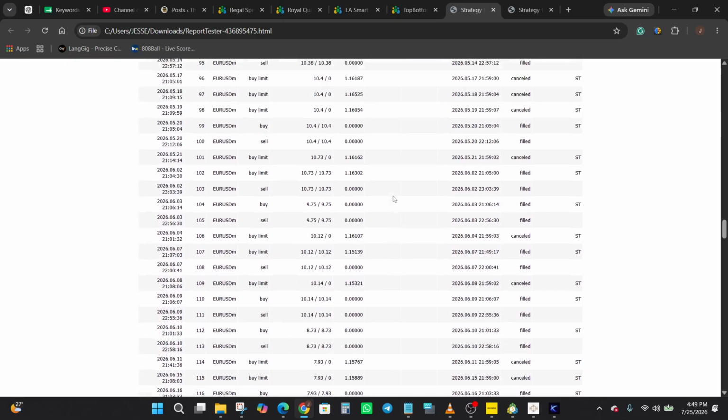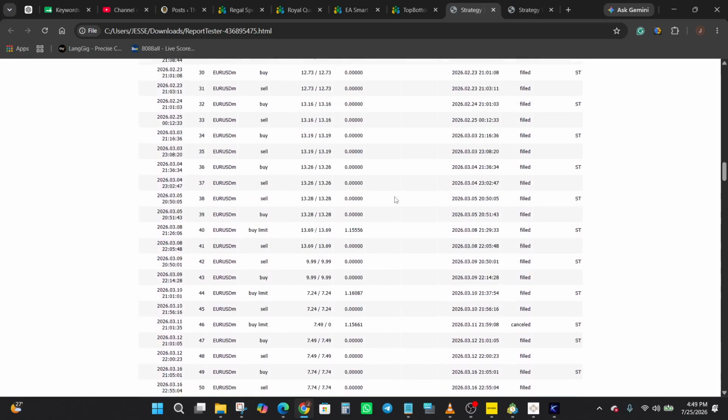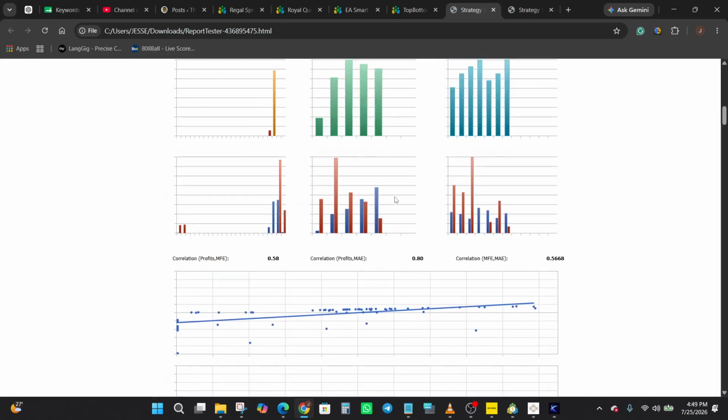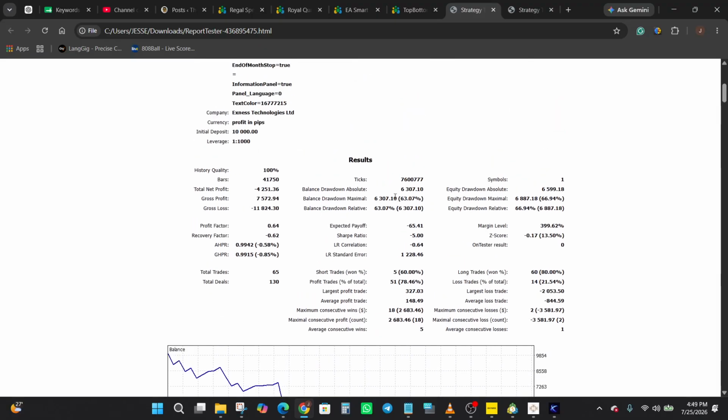Now, looking at the historical results, this 7 month testing period ended in a negative net profit of $4,251.36. Out of 65 total trades, the EA achieved a high win rate of 78.46%, winning 51 trades and losing 14. However, despite winning nearly 80% of its positions, the profit factor came in at 0.64.